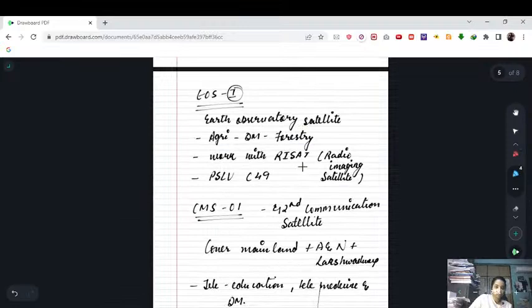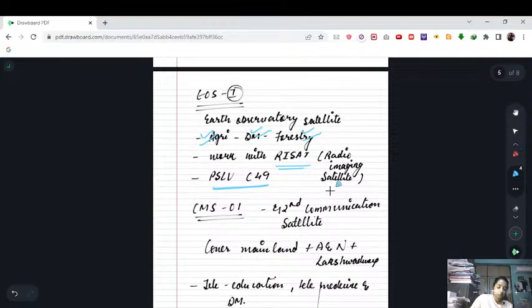Next we come to the Earth Observation Satellite 1. Now ISRO has recently launched EOS 1. It is launched using the PSLV C49. It works with RISAT, or the Radar Imaging Satellite. It will be useful for agriculture, disaster management and forestry.